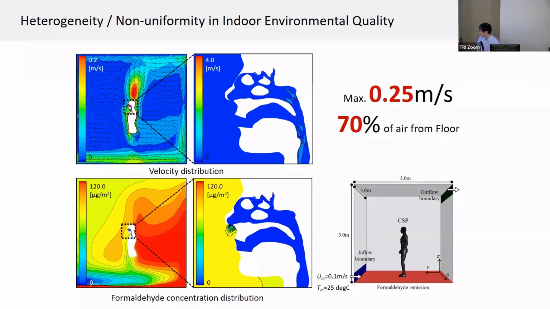In this case, I set the formaldehyde emission flux constant along this floor level. And you can see some shift in results.